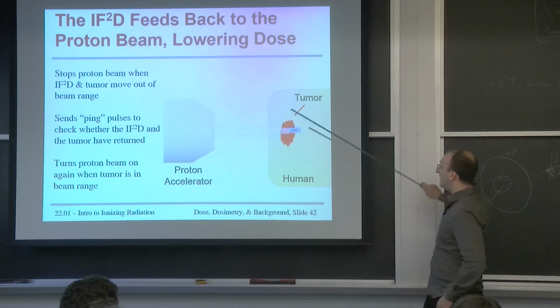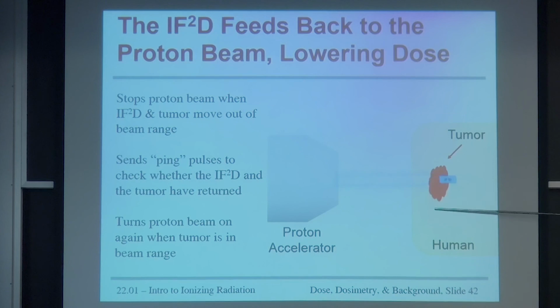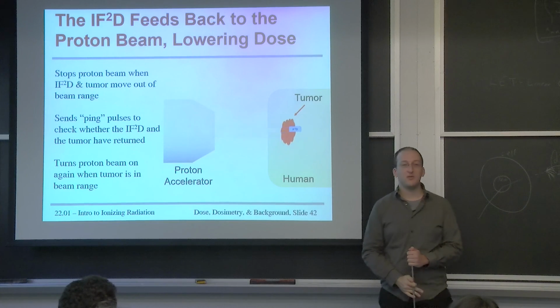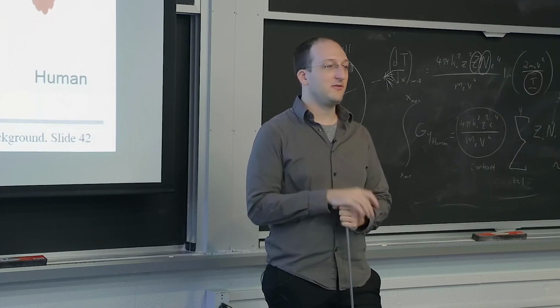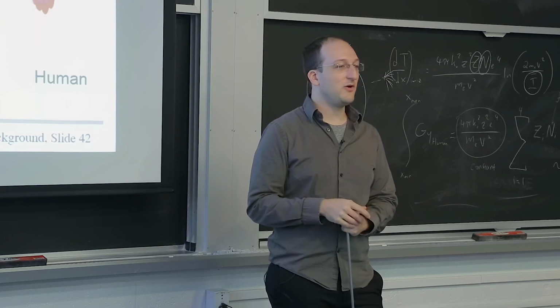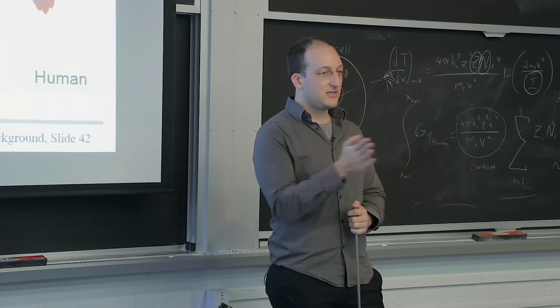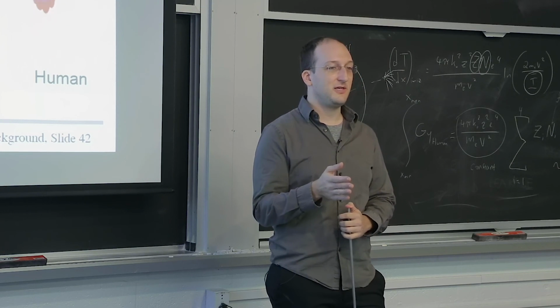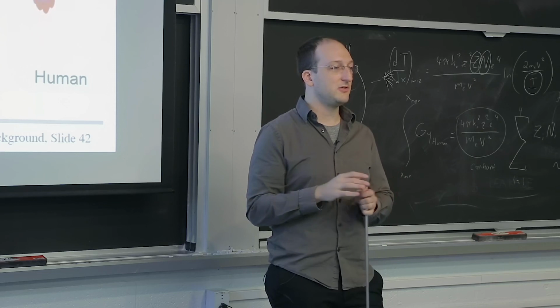You could also install IF2D dosimeters near the tumor, outside the tumor, and play the world's first game of radioactive proton operation. Don't hit the sides. If you wonder if your beam's on target, you then steer it until it doesn't hit any of the IF2Ds, and you know you're right through the gates on the tumor.